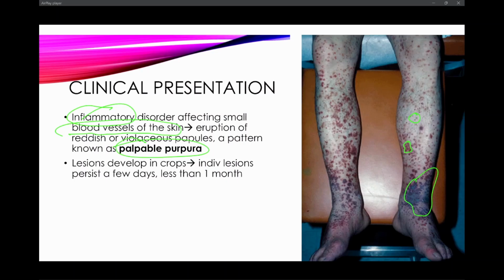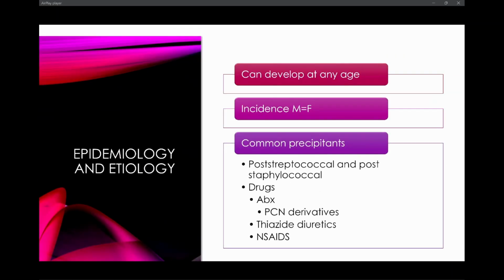They usually will develop in crops, and individual lesions will persist a few days, less than a month, and usually go away. You'll see this in patients who have sepsis. They get these dots all over them. It goes away. Again, it's a vascular problem causing a dermatological response. But vasculitis, they usually go away. Any age, incidence, male and female. So obviously, don't worry about studying ages. Don't worry about incidence, male or female. Where will male or female matter? Like hypothyroidism, where females will have more of that than males. But we'll bring it up to you and let you know when it happens.